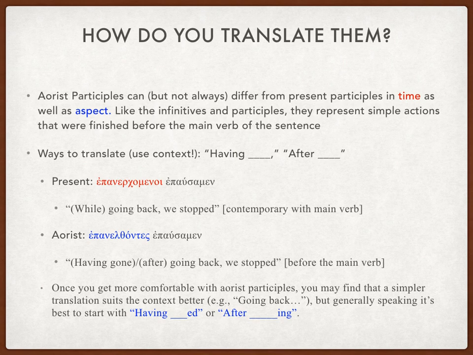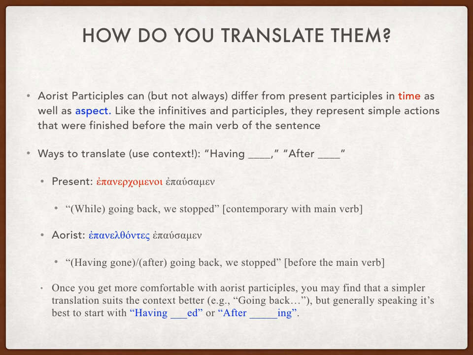So, one thing that I want you to remember, the easiest way to handle aorist participles is to translate them with one of two phrases. Having blanked, having done something, or after doing something. Those are the two stock ways you can almost always translate an aorist participle in a relatively smooth way in a sentence. What this means is that if you look at these two Greek sentences, let's start with the present participle.